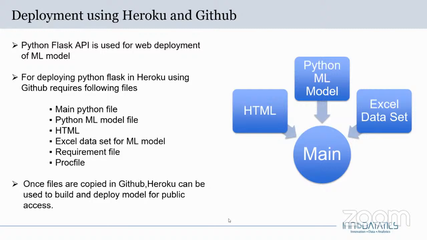So the major files required for Heroku, which is placed in GitHub, are the main Python file, that links the front end and back end, and the Python model file, which is for processing the data given by the user, and the HTML file for the front end for getting the data from the user, and the Excel dataset for processing the data. And a requirements file is needed for installing the required packages in Heroku, and the Procfile is used for mentioning which function should be accessed by Heroku in the main file. Next slide, please.